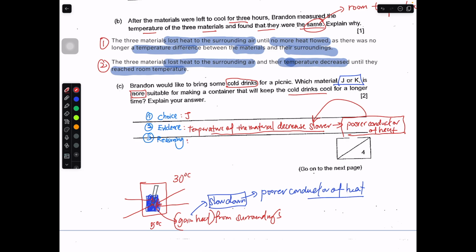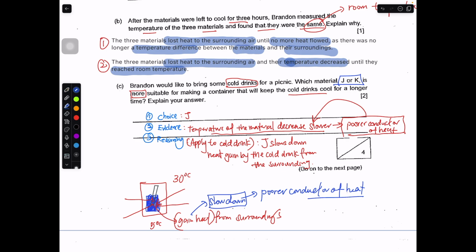The reasoning must be applied to cold drinks. So you can say when you place the cold drinks inside this material J, it will slow down the heat gain by the cold drink from the surrounding. So you can say J will slow down heat gain by the cold drinks from the surrounding.